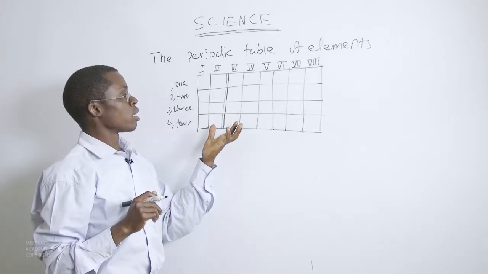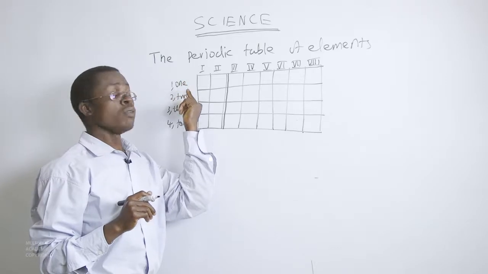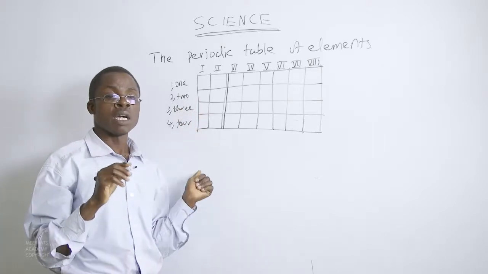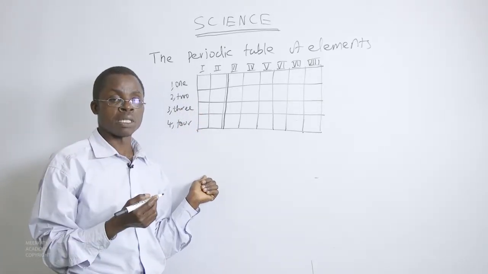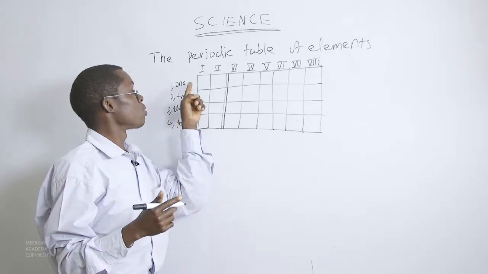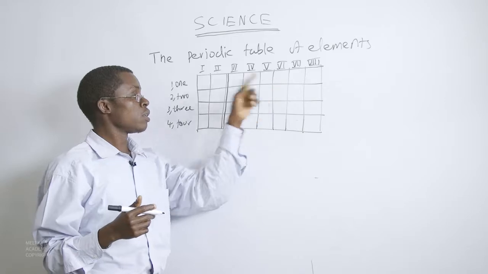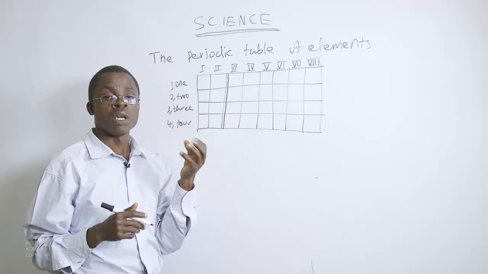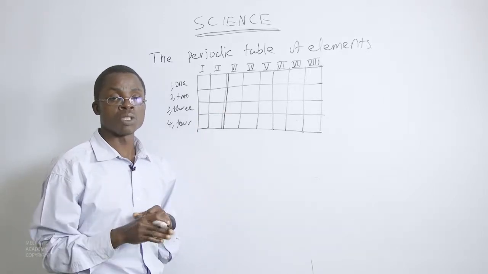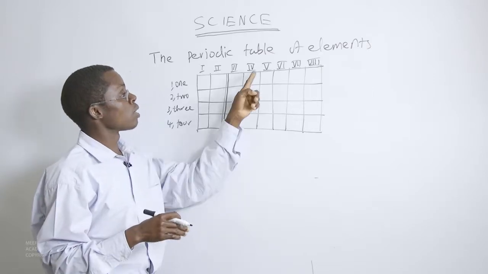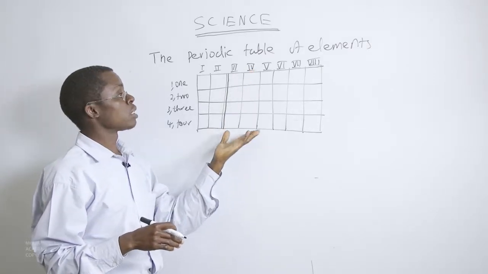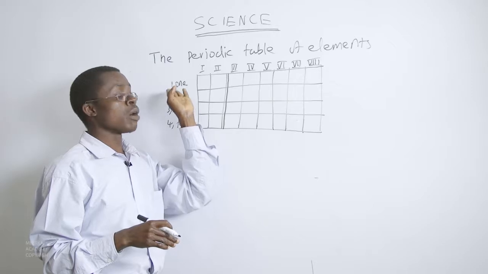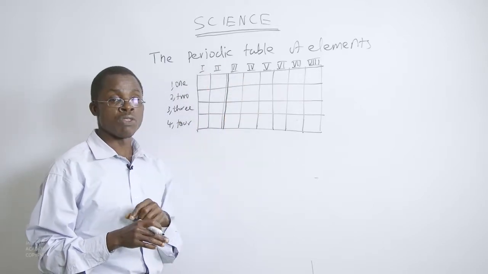Now, just to remind ourselves again, these are periods and these are groups. For us to get the number of periods, you only look at how many orbits have been occupied. If you occupy one orbit, then you talk about period 1, 2 orbits, 3 orbits, and 4 orbits. Then for the groups, you look at the number of electrons in the outermost orbit or outermost energy level. If it is 4, then you will come and place it in 4. If it is 7, you look for 7. So you first check how many orbits, then the outermost number of electrons, how many they are.